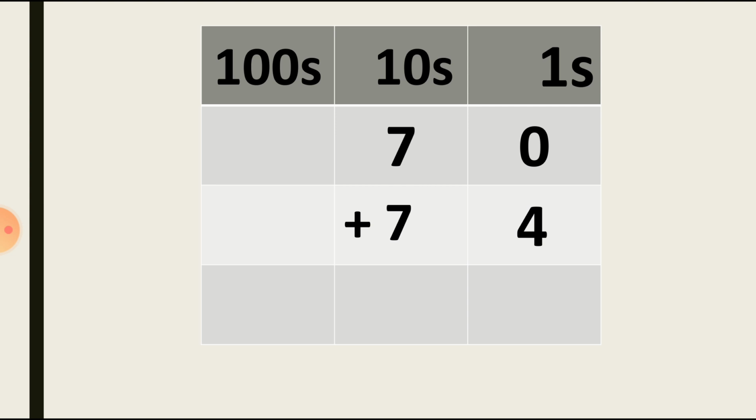Now one more example. Here is the ones column, 0 plus 4. So you can write down number 4 under the ones column. Let's move to the tens column now, which is 7 plus 7. So 7 plus 7 is equal to 14. So we can write down number 4 under the tens column, and let's move one number as a carry forwarded number to the hundreds column. So we can write down number 1 this way under the hundreds column. The answer is 144. This way you can write down the answer.